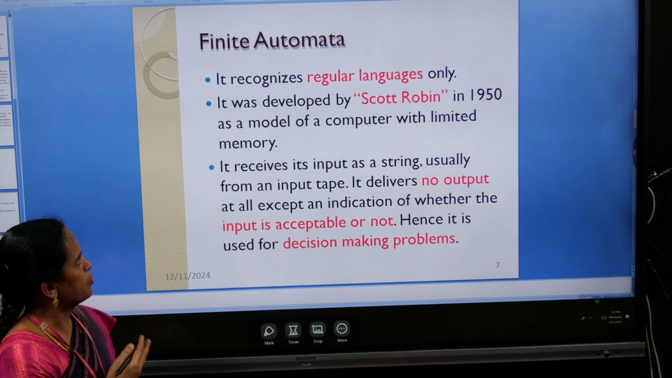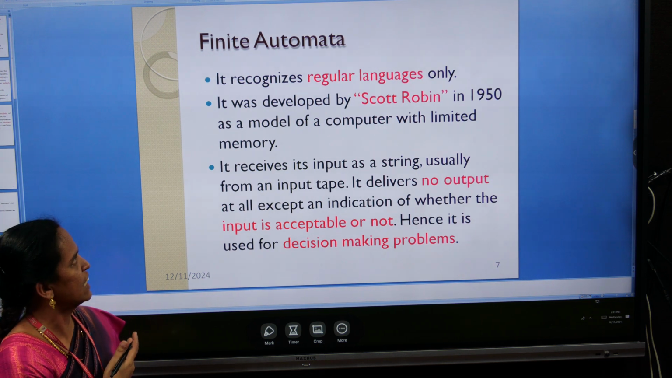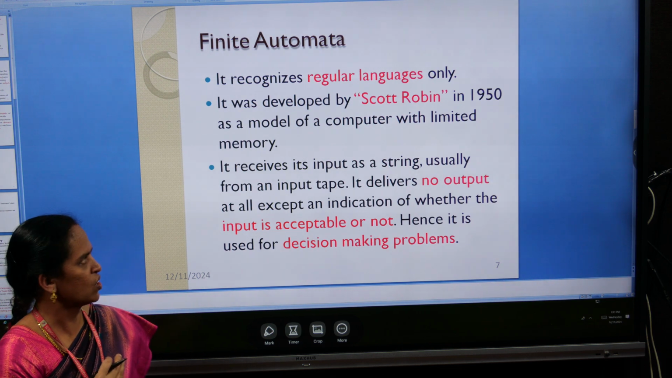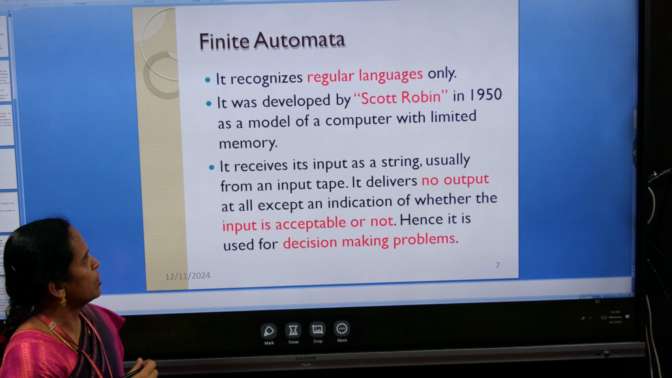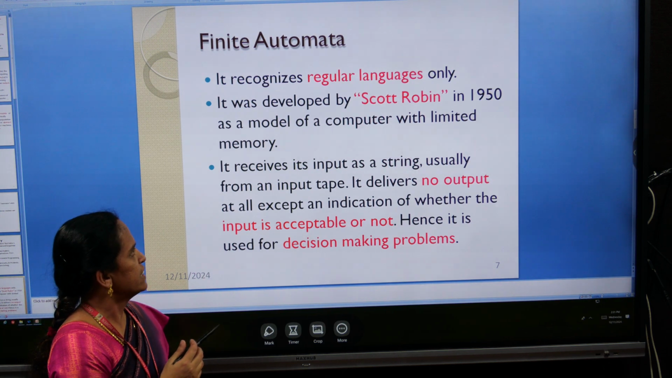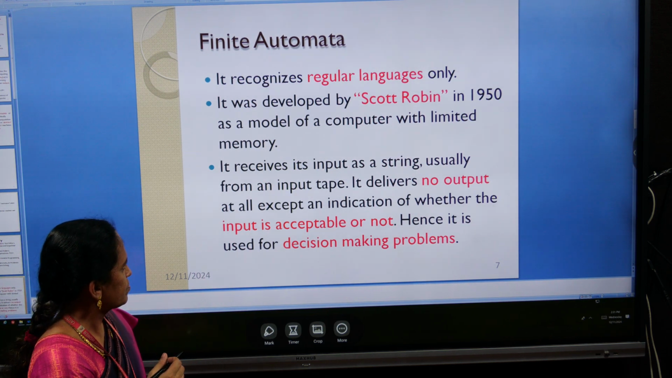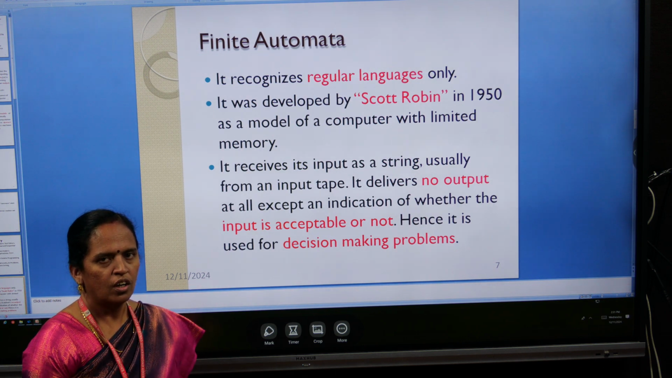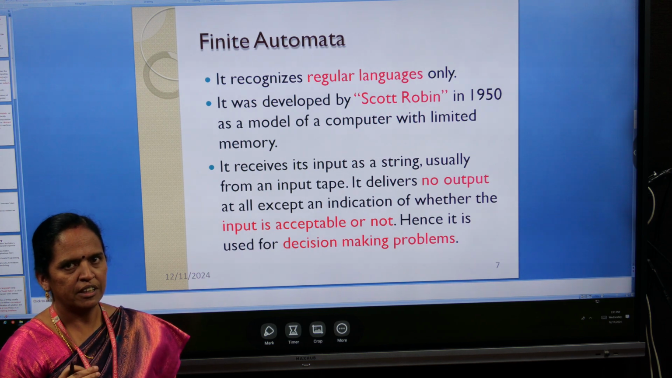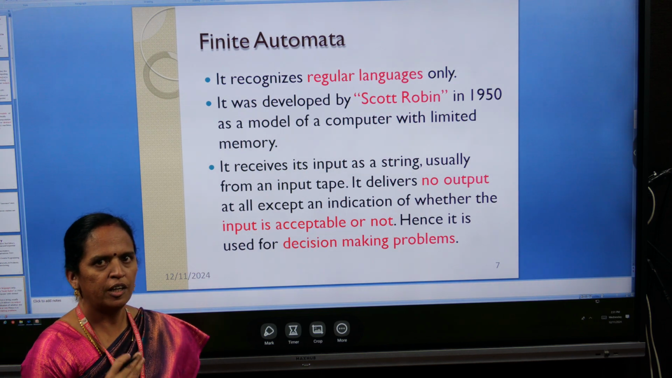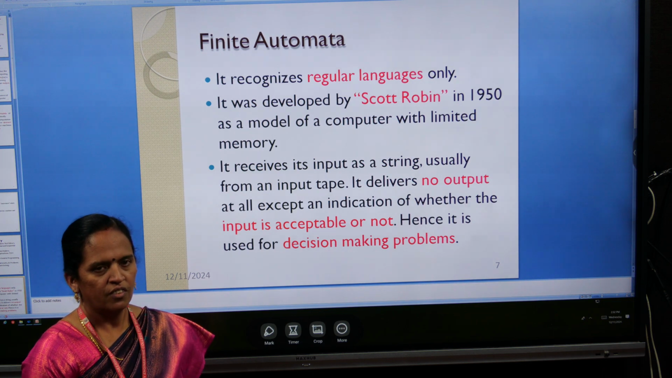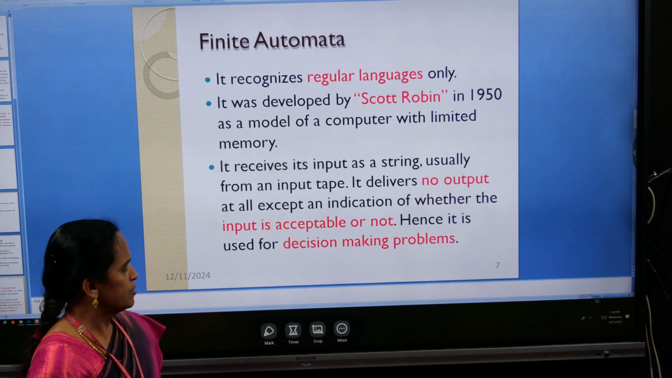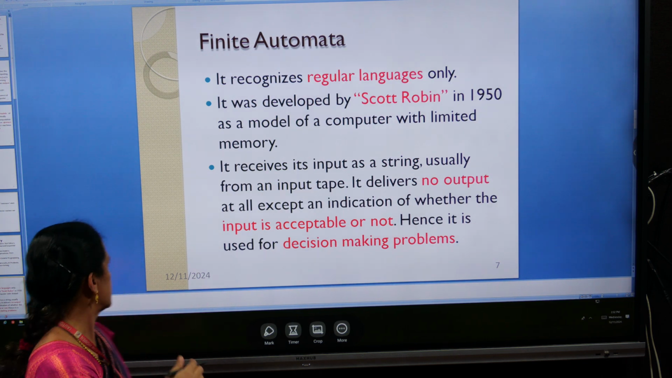Finite automata provide the language as a regular language. That is, the language accepted by the finite automata machine is called a regular language. This model was developed by Scott and Rabin in the year 1950. This abstract machine has no memory, or it has limited memory. It only accepts the input, processes the input and produces whether the given input is valid or not. So it is useful in decision making problems.